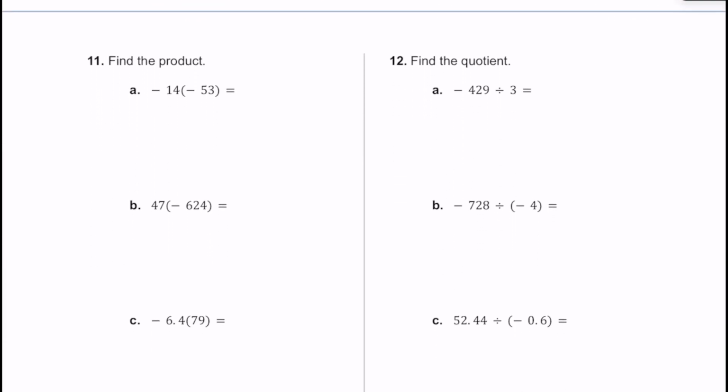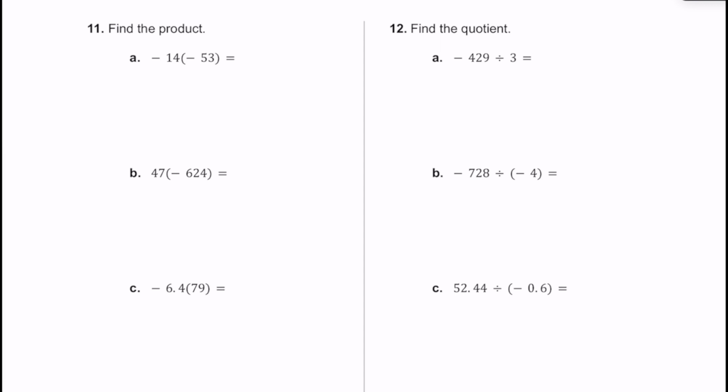All right, number 11, let's go ahead and switch gears here. Let's go ahead and find the product. So if we're finding the product, that means we are multiplying some values together. So remember, for all of multiplying and dividing rules, you just ignore the signs altogether, and then you count how many negatives you see, and each negative is really just the opposite. So for A here, we have 14 times 53. So let's go ahead and just take the time to multiply this out. That's going to be 12, carry the 1, that's 3 plus 1 is 4.